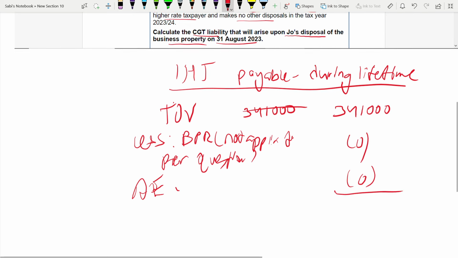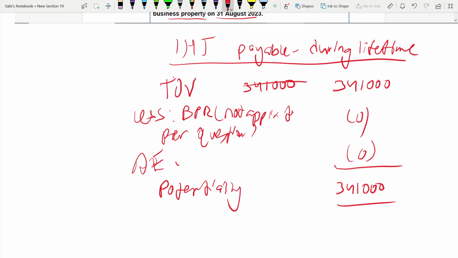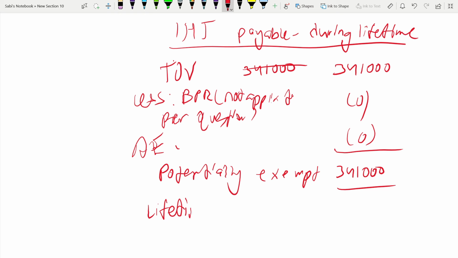Now, lifetime, we will calculate. This is potentially exempt, because we are calculating in the lifetime. In lifetime, there is no IHT on a PET. It's a PET. So the lifetime IHT due, it's a PET. For lifetime, it is 0. But we still need this.